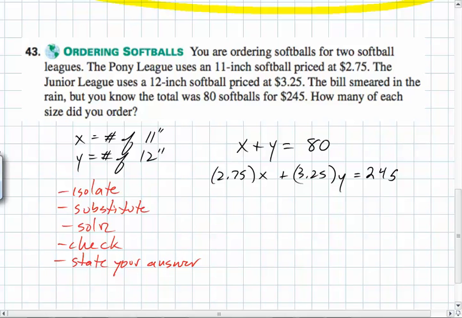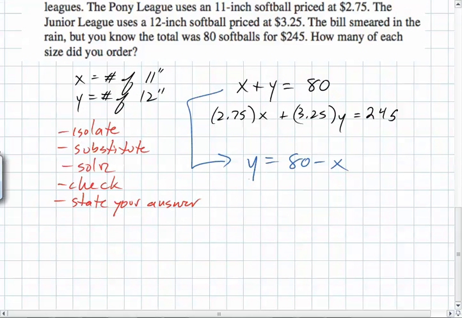So we plug that in, we get 2.75x plus 3.25 times (80 minus x) equals 245. If this is the case, I'm not going to do the algebra, but can someone tell me what x is going to be on this one? Does anybody have an answer for x? Let's do this then. So what do you end up with?